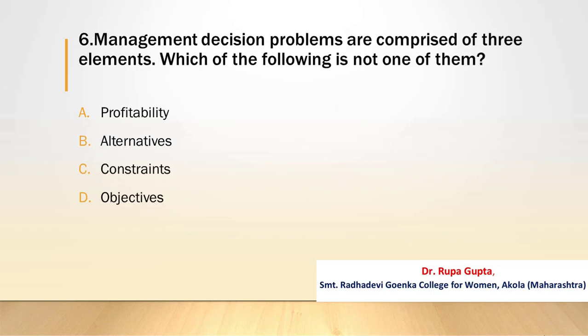Question number 6. Management decision problems are comprised of 3 elements. Which of the following is not one of them? A. Profitability, B. Alternatives, C. Constraints, D. Objectives. And the correct answer is A, that is profitability.